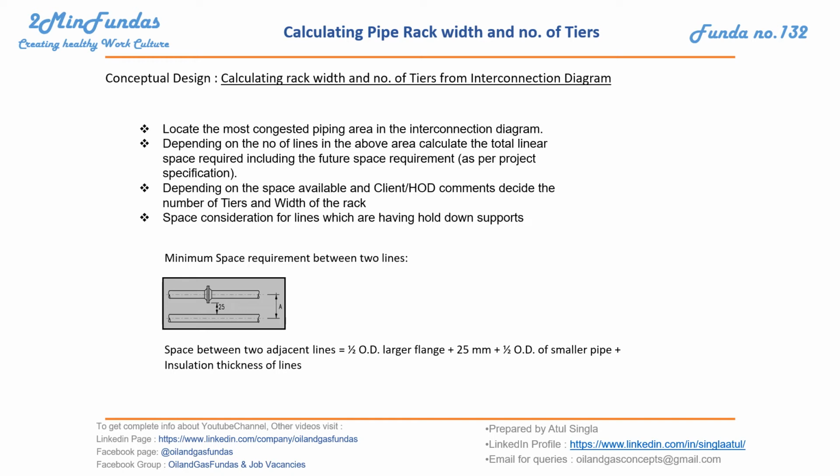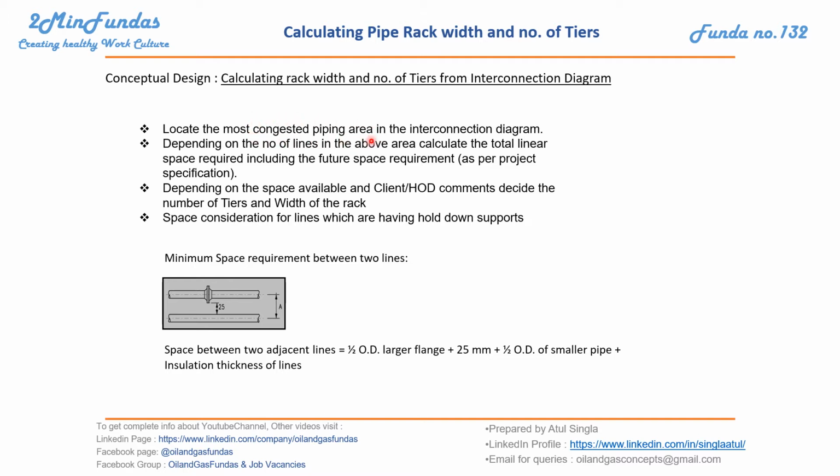Now look at the small section where we are calculating rack width and number of tiers. This is a very conceptual thing where so many stakeholders are already involved. Anyhow, locate the most congested piping area. Now if you see, we have done an interconnecting diagram with us. We can locate the most congested piping area.